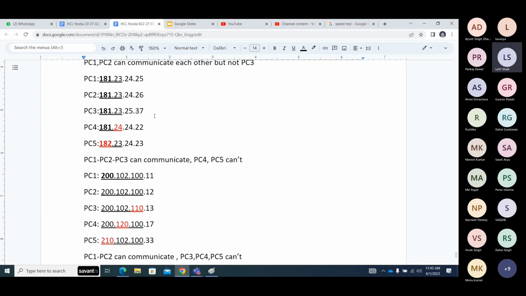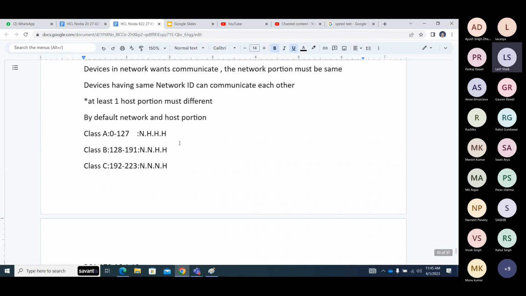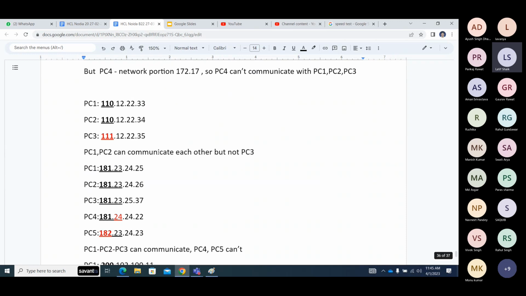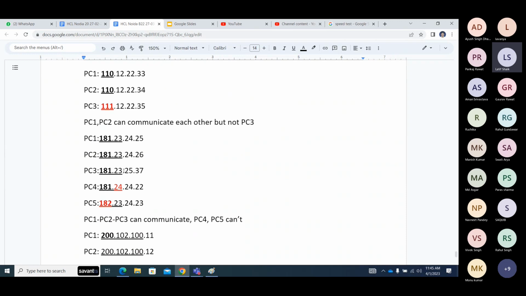Okay. So here are two more examples. Which class is it? 181 is a class B. The first two portions are network portions, so you have to check whether the network portion is the same or not. Here, 181.183.123.23.